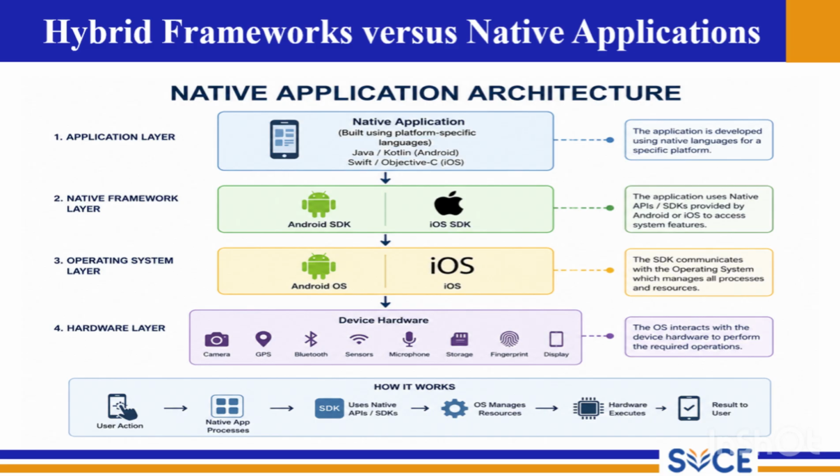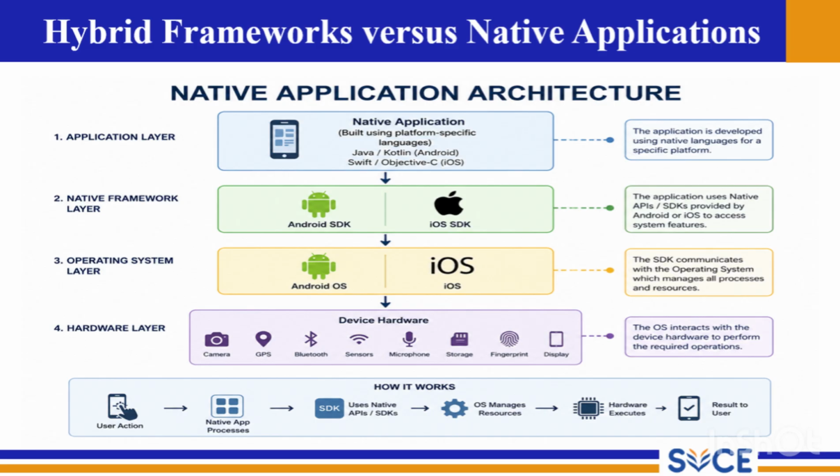For example, if the application needs to open the camera, retrieve the current GPS location, or send a notification, it does not communicate directly with the hardware. Instead, it sends a request to the appropriate SDK. The SDK acts as a bridge between the application and the operating system.